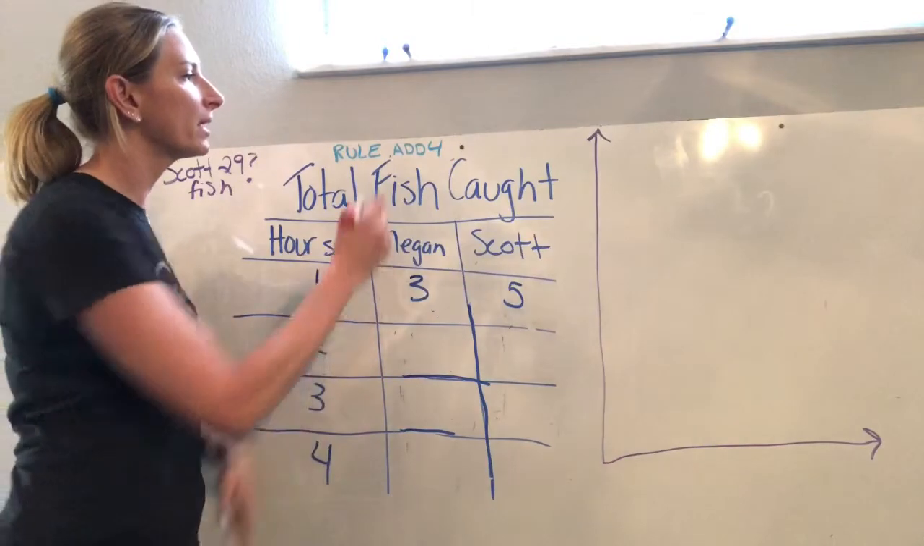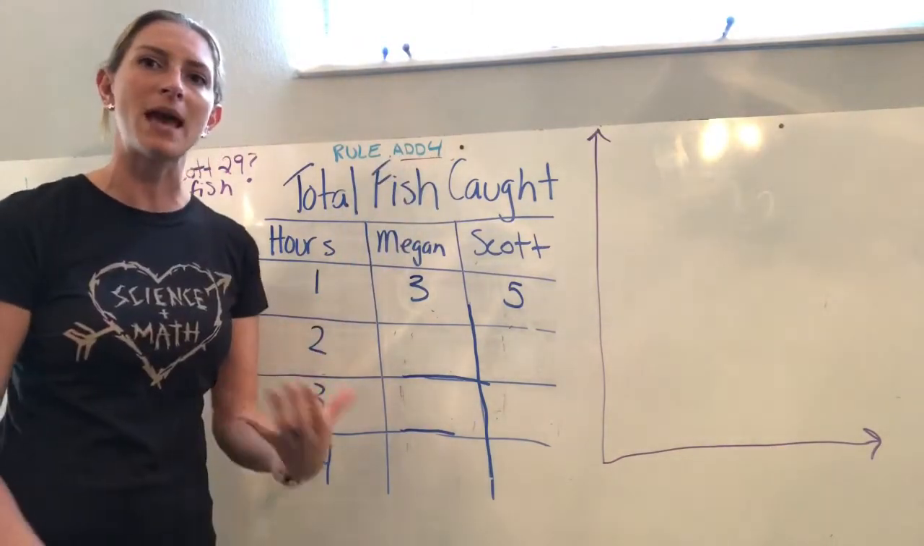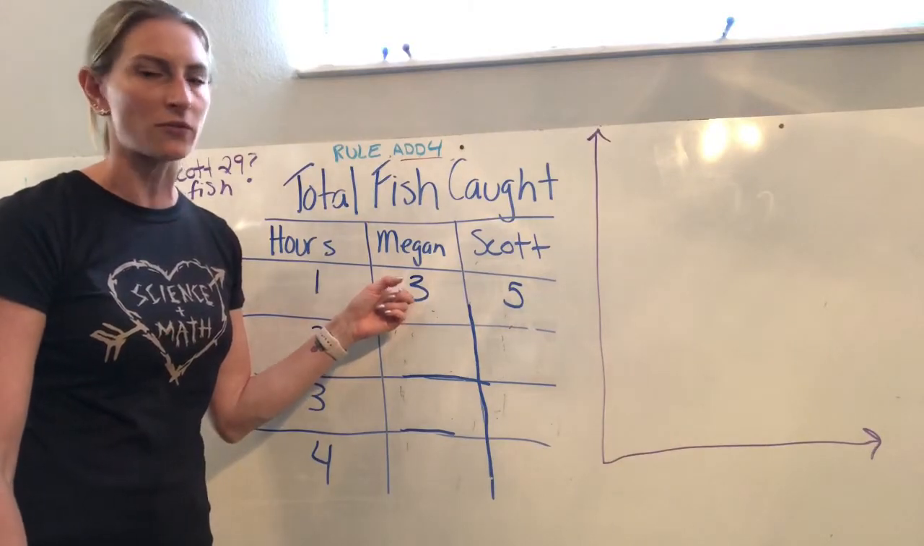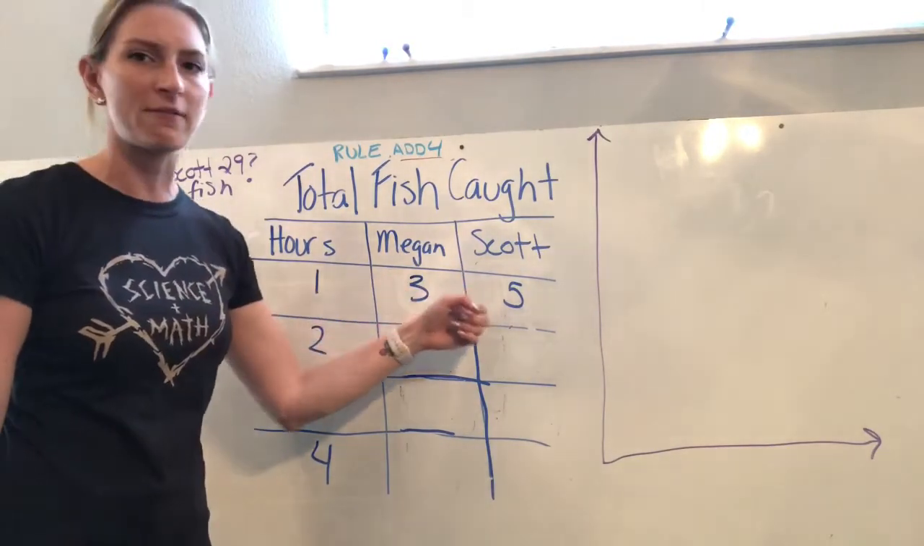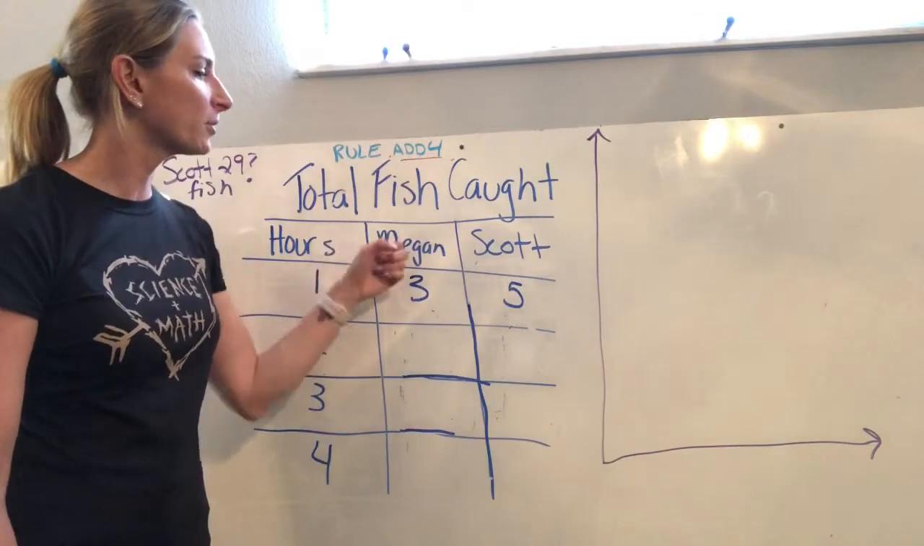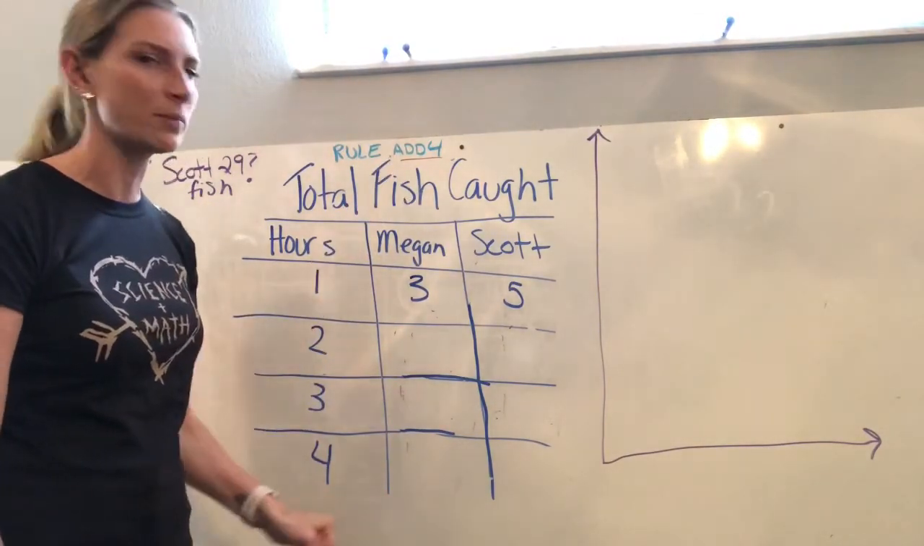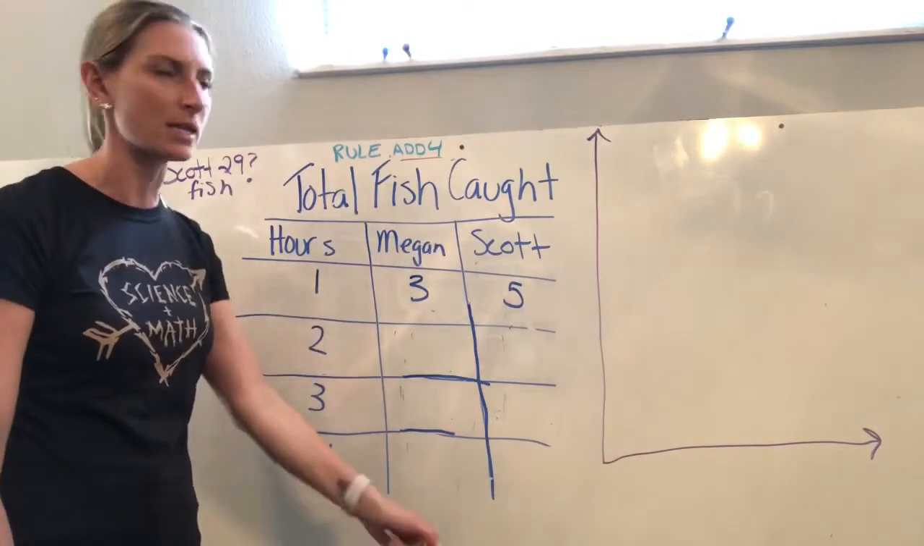In the problem, they give us the rule already, and that's going to be adding 4. So Megan has a starting value they gave us of 3 fish the first hour, and then Scott has 5 fish the first hour, but both of them are going to be adding 4 each hour after that. So I'm going to apply that rule to Megan, and then we're going to apply that rule to Scott.